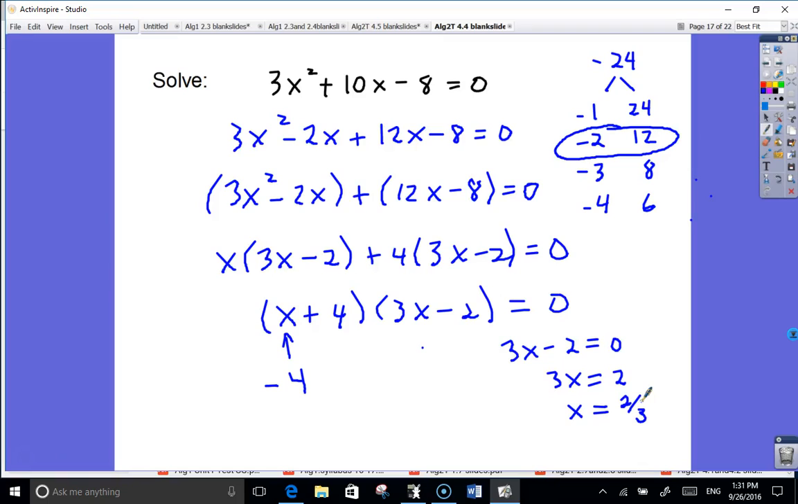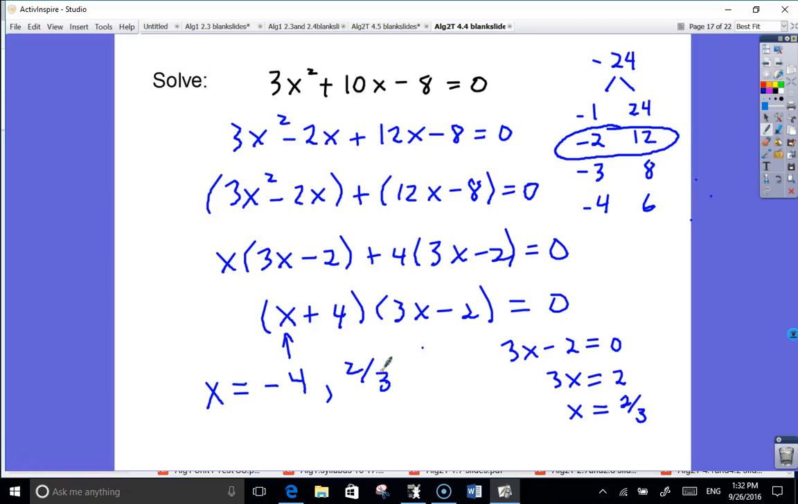But if you can see it, you know that if I put in 2/3 for x, the 3's would cancel, and then it would be 2 minus 2, 0. If you can see that, you don't have to write an equation off to the side. But the correct answers are negative 4 and 2/3. If a is not 1, then you're going to have a fraction. In the end, you know you're going to have a fraction as an answer.